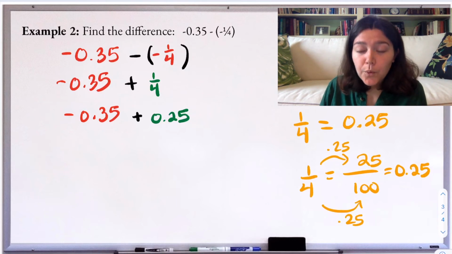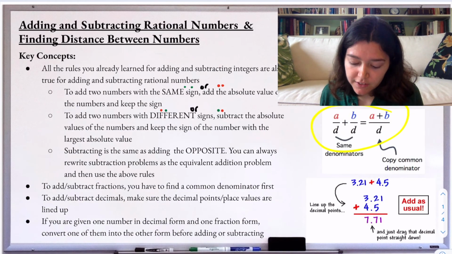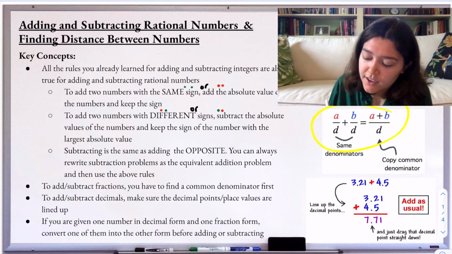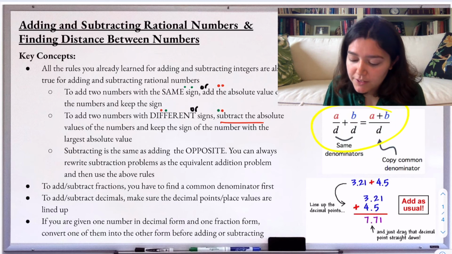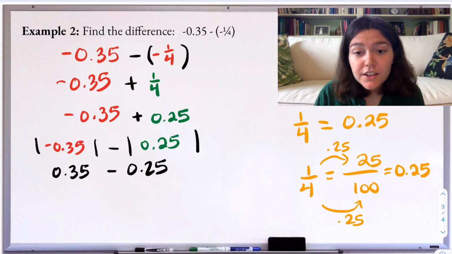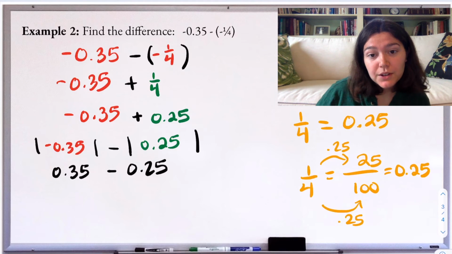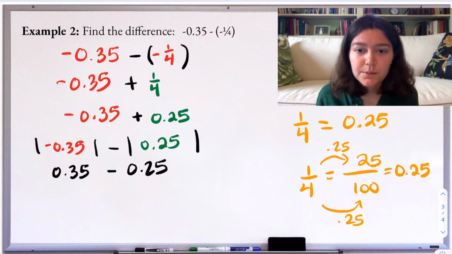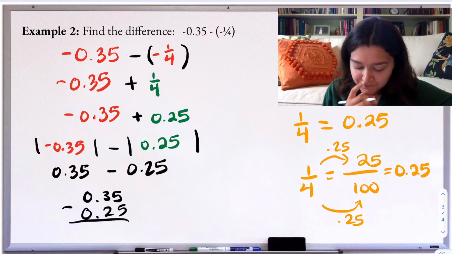So here I have one negative number and one positive number that I'm adding together. When I do that, these are the little bit trickier cases. I have different signs. I need to subtract the absolute values of the numbers and then keep the sign of the number with the largest absolute value. The absolute value of -35 hundredths is positive 35 hundredths, and the absolute value of positive 25 hundredths, or 0.25, is 0.25. Okay, so then we just need to subtract.